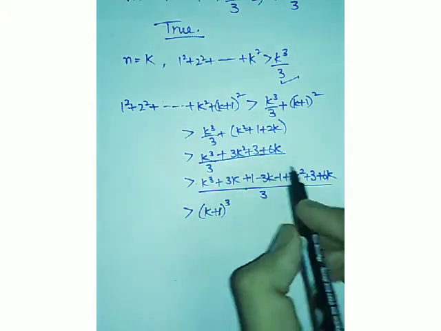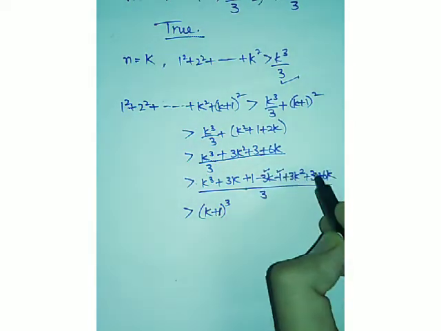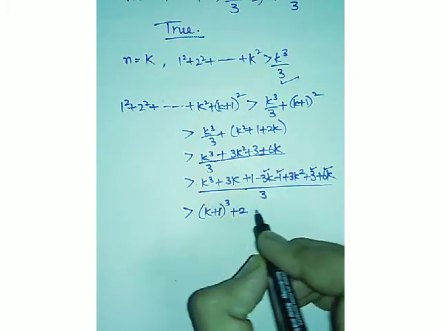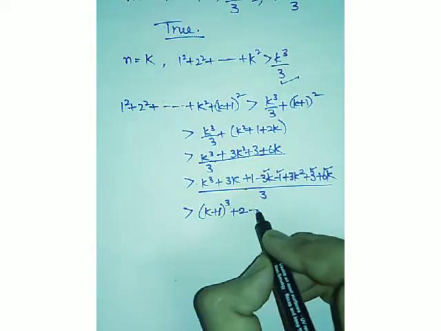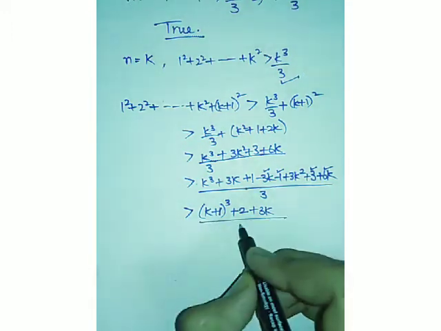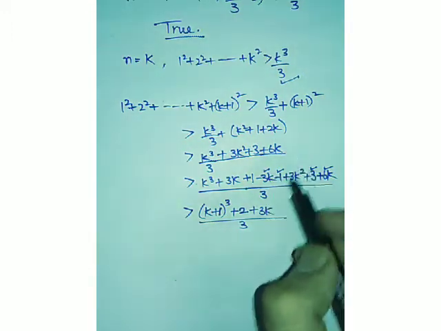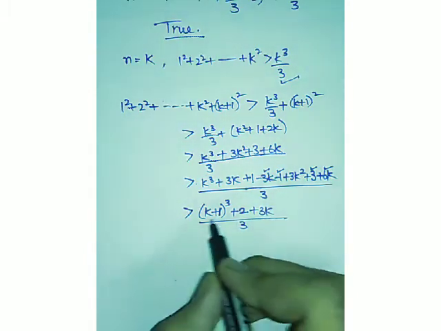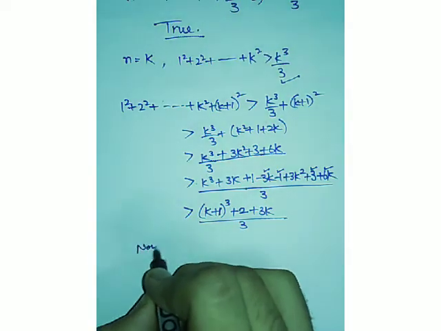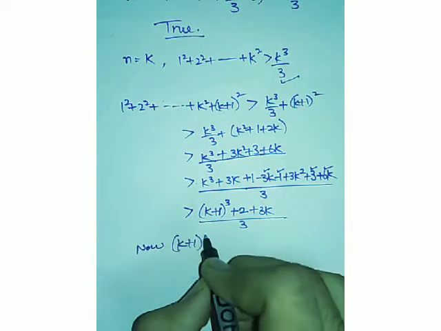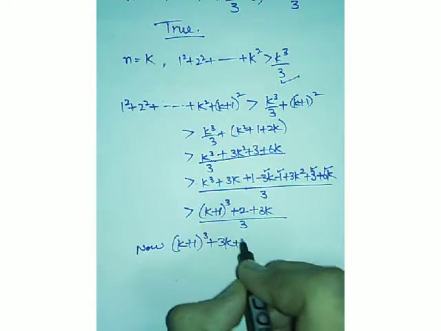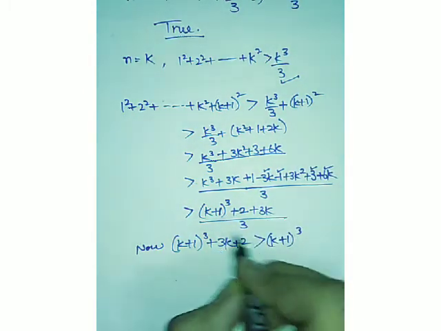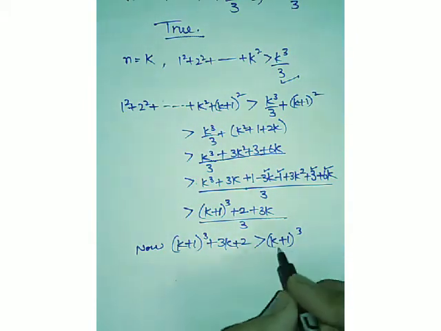Now what terms are left? Minus 3k minus 1 plus 3 and 6k. So 3 minus 1, that is 2. 6k minus 3k, that is plus 3k upon 3. Now we only wanted k plus 1 whole cube, but here are two extra terms. It's very clear that k plus 1 cube plus 3k plus 2 is always greater than k plus 1 cube, because two terms more are being added up and there is only a single term.